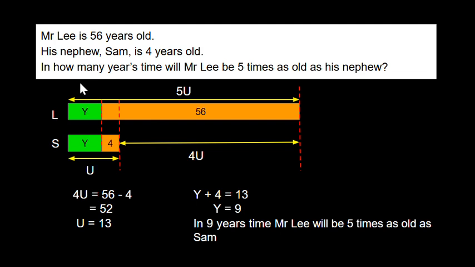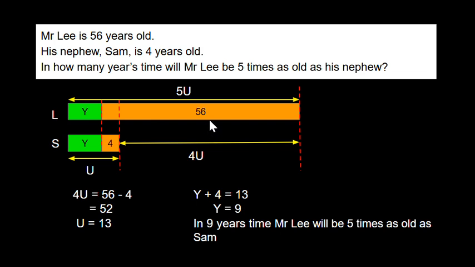And you want to know when Mr. Lee is 5 times as old as his nephew. So this is 5u and this is u. So the u includes the current 4 years old plus the unknown years. So this is u, this is 5u. Straight away the model will tell you that this is 4u, this is u. Visually, same thing. Remember, model is about visual.